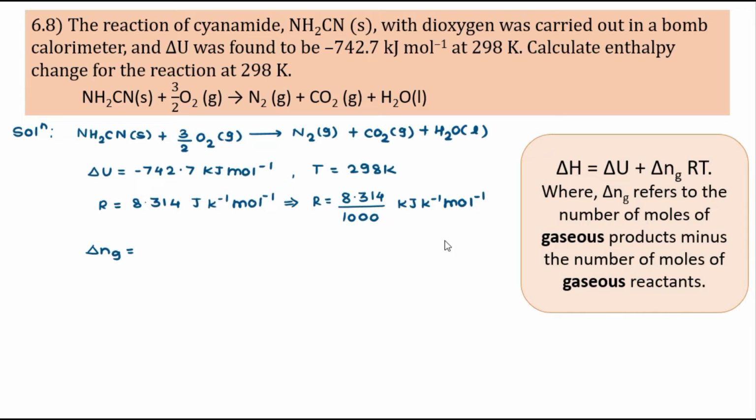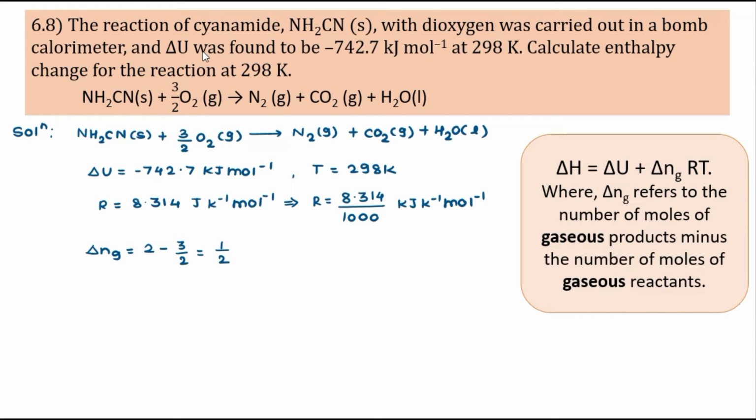Then the last part, let's find out the value of delta n_g. Delta n_g is equal to the number of moles of gaseous product. So here two products, N2 and CO2, so moles are 2, minus the number of moles of gaseous reactant. Here only one gaseous reactant, therefore moles of oxygen are 3/2, so 2 minus 3/2. This is equal to 1/2.